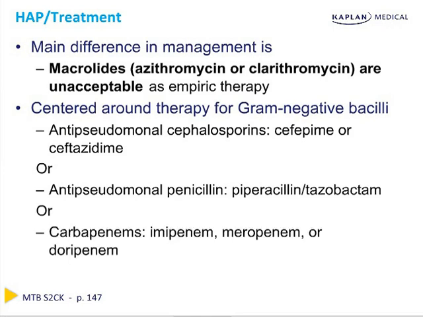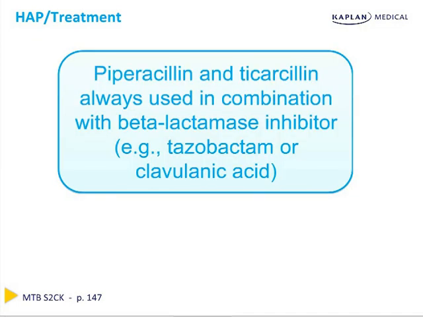In addition, you could use a carbapenem. These would be imipenem, meropenem, or doripenem. All of the above-mentioned agents have excellent gram-negative rod coverage and do cover Pseudomonas. Remember again, if you're going to use a penicillin, such as piperacillin or ticarcillin, you have to use it in combination with a beta-lactamase inhibitor, such as tazobactam or clavulanic acid. This is the only way that these drugs will be effective against something like Pseudomonas.